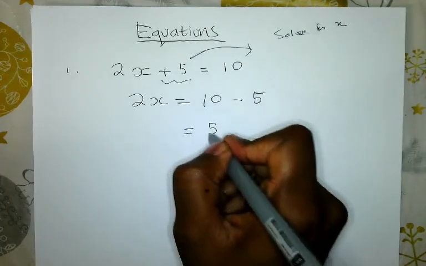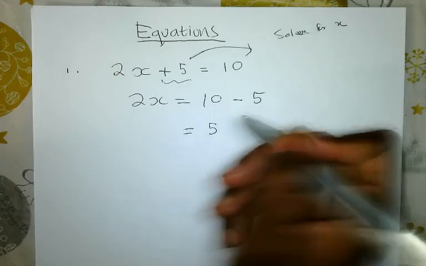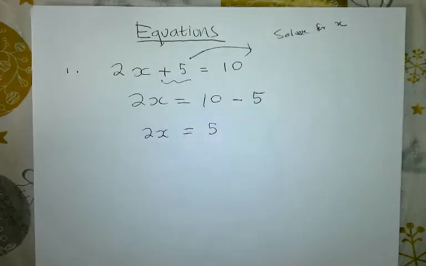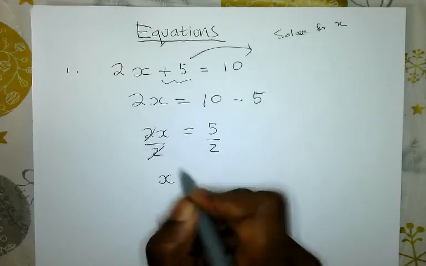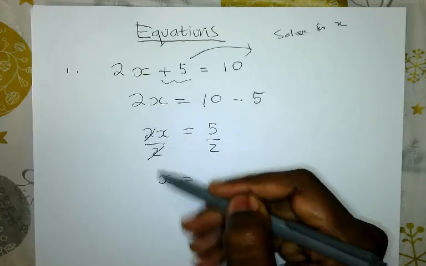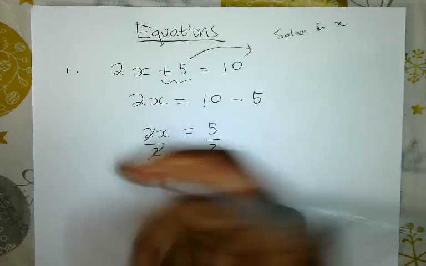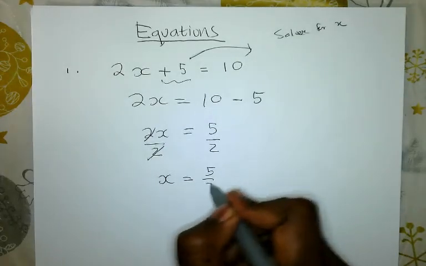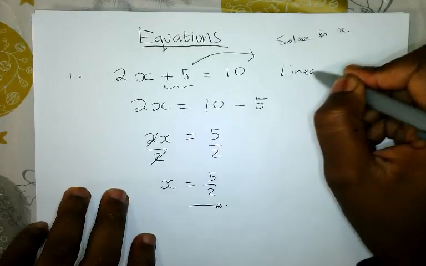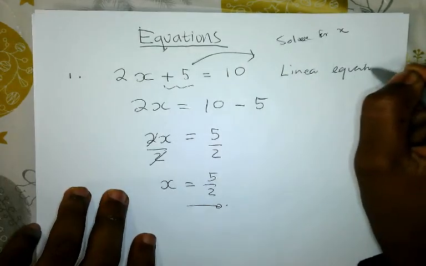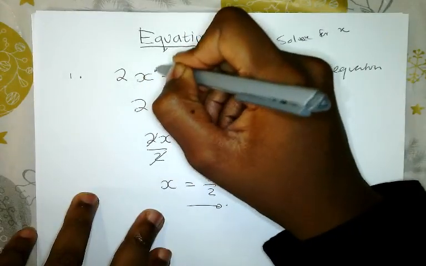10 minus 5 becomes how much? 5. Am I right? 5, okay. And then divide both sides by 2. Why are we doing this? We want x to be alone. Actually, 2 goes into 2 once. So here there's an invisible 1, but we normally say it cancels out. Then we are left with 5 over 2. So that will be our answer. This is what we mean by this type of linear equation. We are only expecting one solution because there's only one x value there.